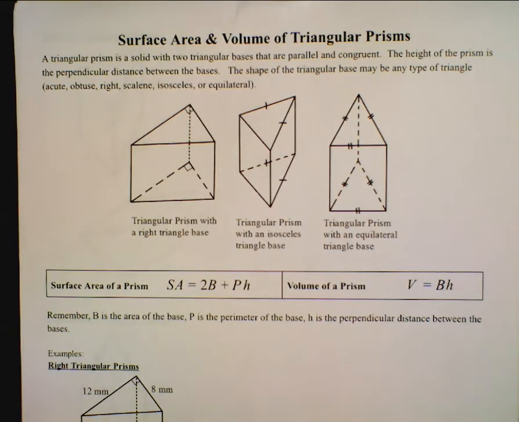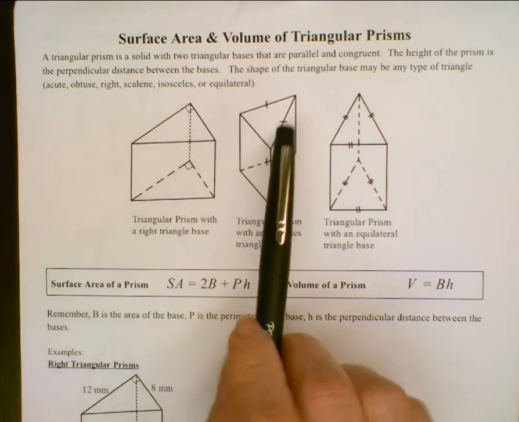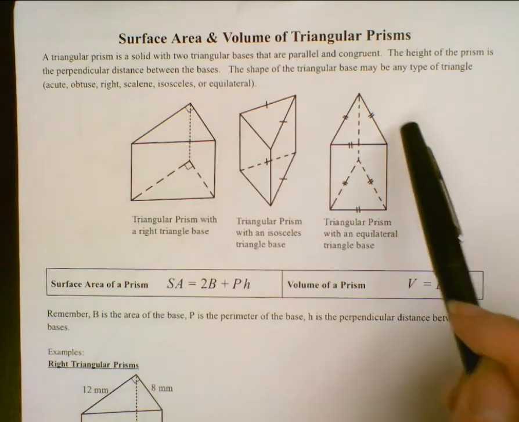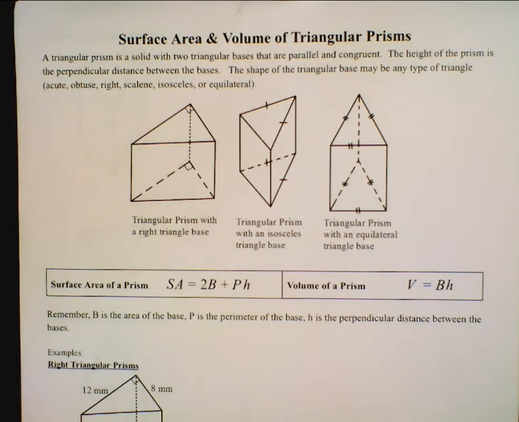In this set of notes, we're looking at finding the surface area and volume of triangular prisms. In the case of the problems that we'll be doing in class, we have three different types of triangular prisms that we'll be looking at. Triangular prisms that have a right triangle for a base, triangular prisms that have an isosceles triangle for a base, and triangular prisms that have an equilateral triangle for its base.